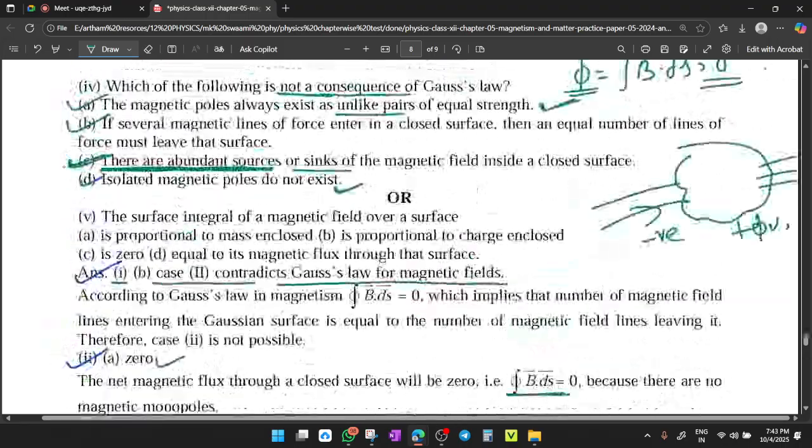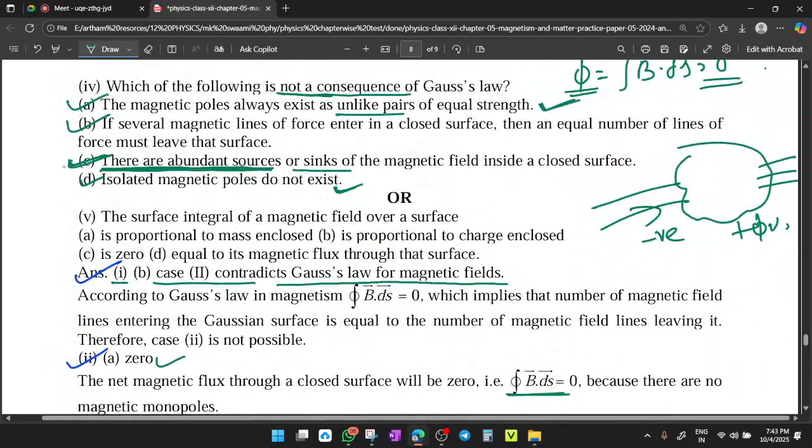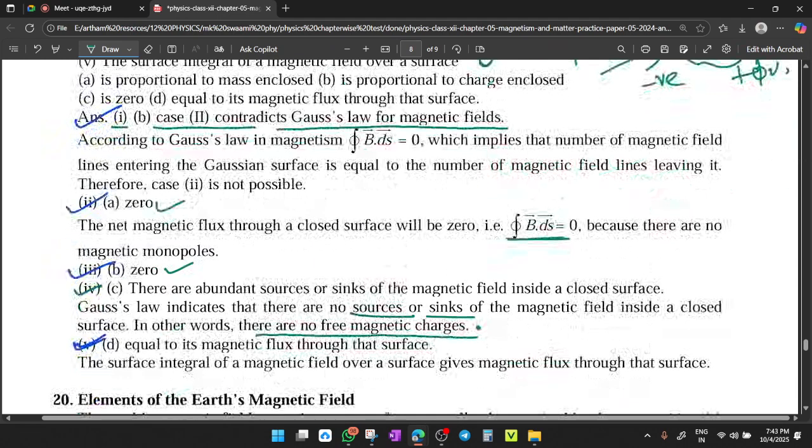Correct. Last answer, question number 5. The surface integral of magnetic field over a closed surface. So what is magnetic field? This is B. What is the closed integral? This is ds. And we know B dot ds refers to the magnetic flux, and for a closed surface it is equal to 0. So the correct answer would be 0. Okay.